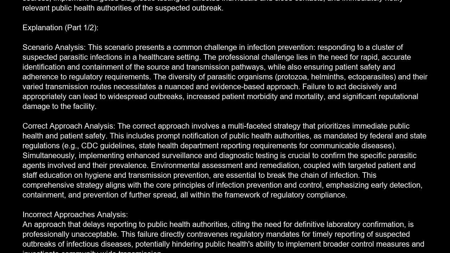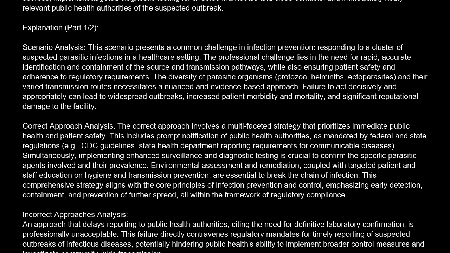Explanation: scenario analysis. This scenario presents a common challenge in infection prevention, responding to a cluster of suspected parasitic infections in a healthcare setting. The professional challenge lies in the need for rapid, accurate identification and containment of the source and transmission pathways, while also ensuring patient safety and adherence to regulatory requirements. The diversity of parasitic organisms, protozoa, helminths, ectoparasites, and their varied transmission routes necessitates a nuanced and evidence-based approach. Failure to act decisively and appropriately can lead to widespread outbreaks, increased patient morbidity and mortality, and significant reputational damage to the facility.